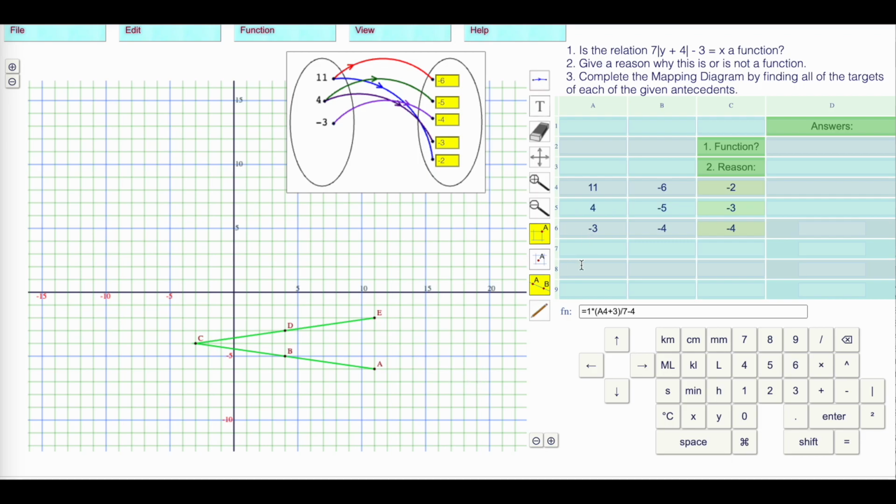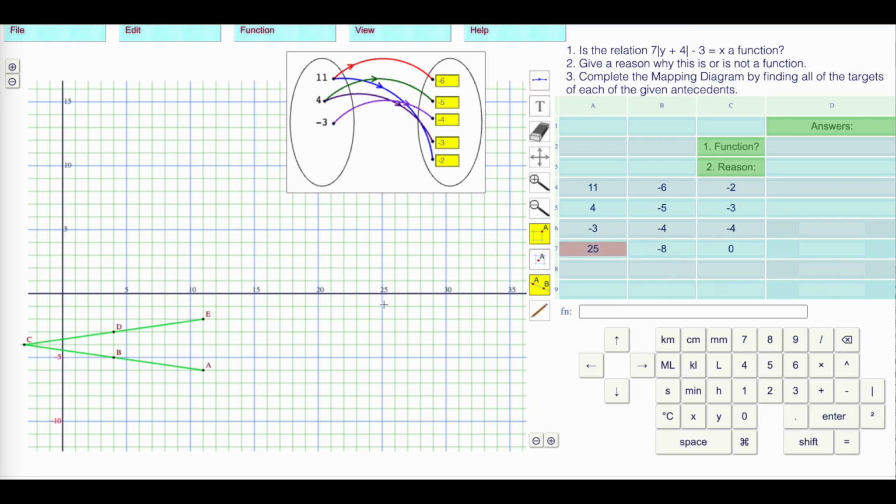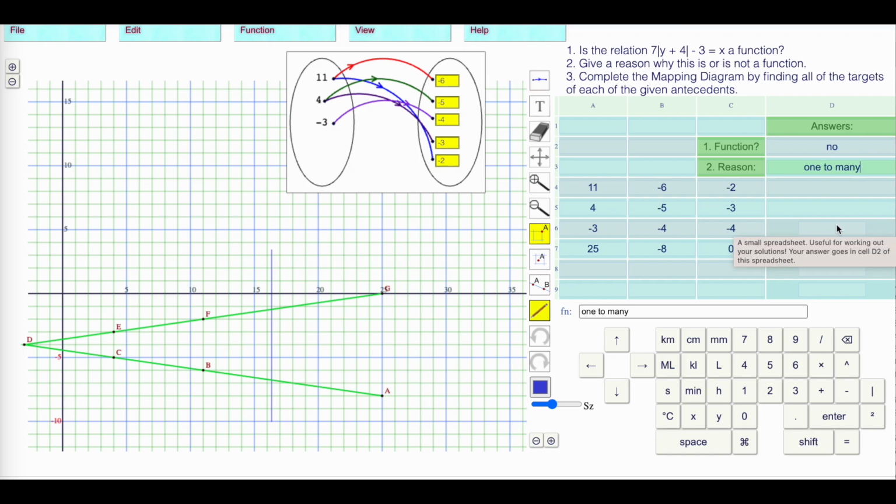I can put in other values. x is equal to 25 gives me negative 8 and 0. So there's my 0, there's my negative 8. So it just keeps opening up like that. And it fails the vertical line test. If you drew a vertical line through it, it would cut through it twice. Was this a function? No. And the reason why is it is one to many. For this one x value, you got two y values, one to many. And then press enter to see if you're right.